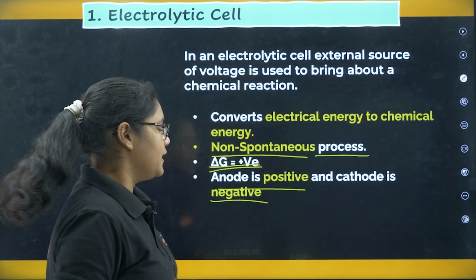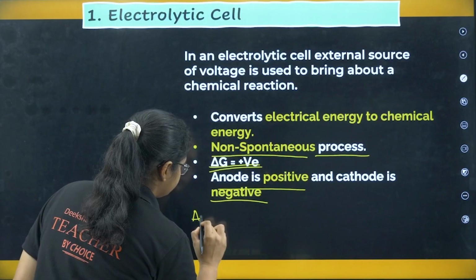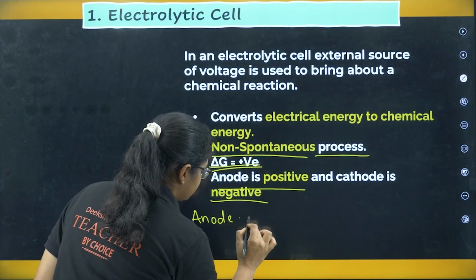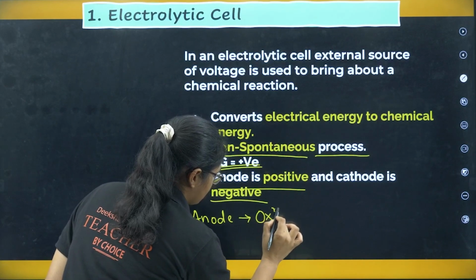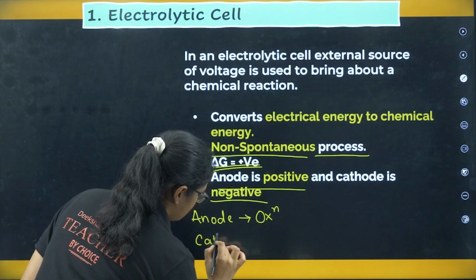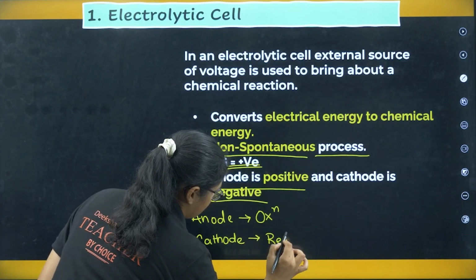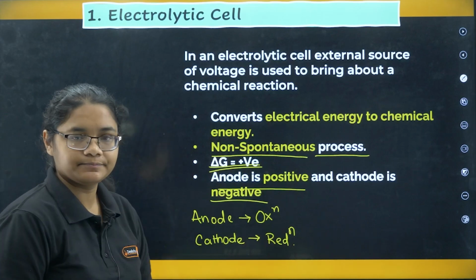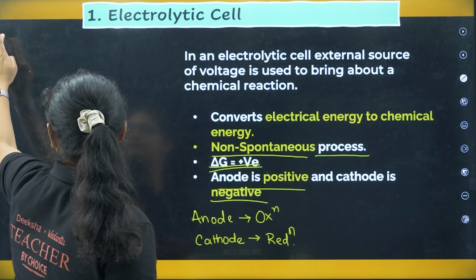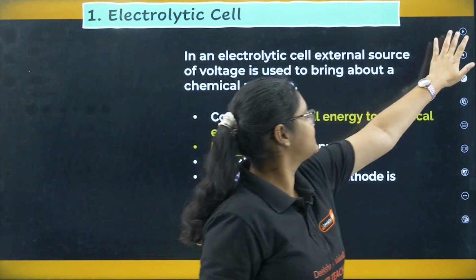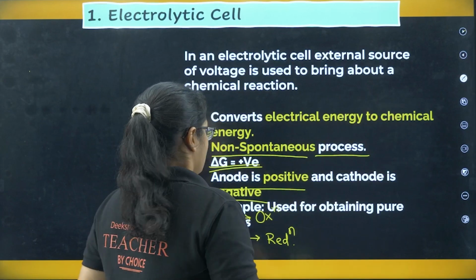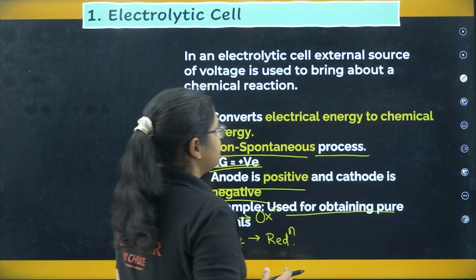Then how can we define them? As I told you before also, anode is where oxidation takes place and cathode is where reduction takes place.